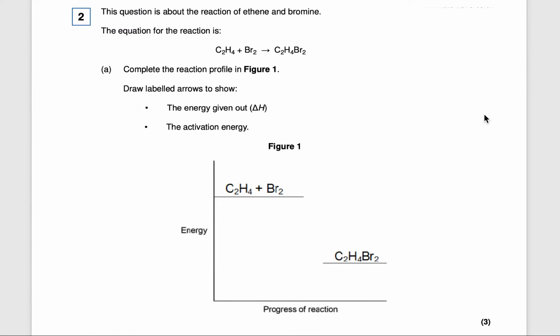This question is about the reaction of ethene and bromine. The equation for the reaction, we're given it. Complete the reaction profile in figure 1. Draw labeled arrows to show the energy given out and the activation energy. So this is going to be an exothermic reaction.